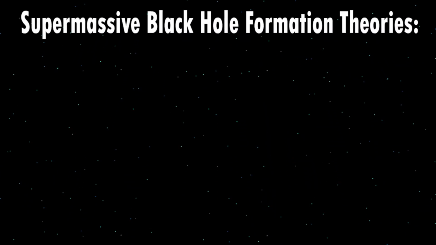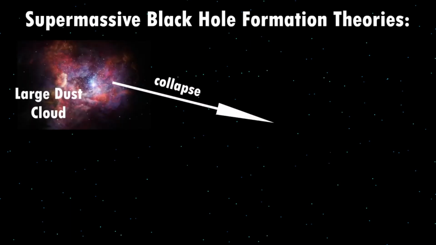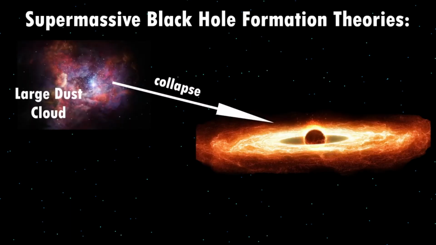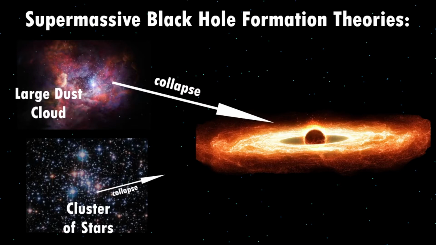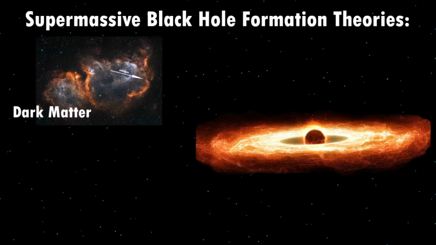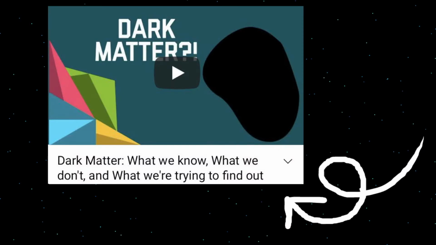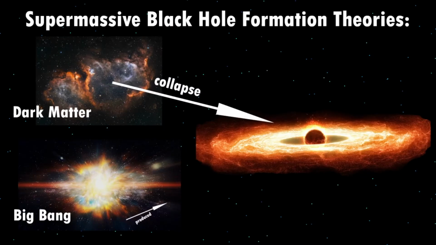Scientists are unsure how these formed, but they have several ideas. They may form when large dust clouds collapse, or when lots of large stars near each other all collapse at the same time into one massive black hole. Other theories speculate that supermassive black holes come from dark matter collapsing. And if you want to learn more about dark matter, I have a video all about it on my channel.